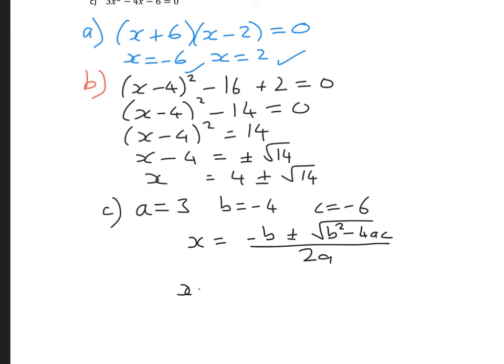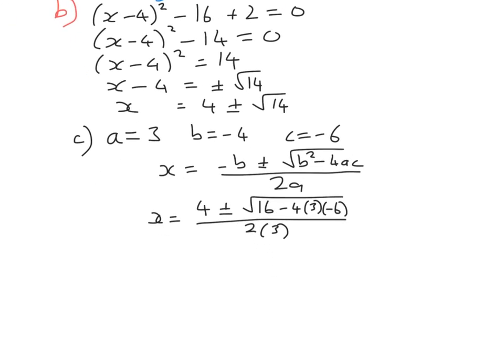So for this question, x equals minus minus 4, so 4, plus or minus square root, well, minus 4 squared is 16, positive 16, take away 4 times 3 times minus 6, all over 2 times a, so 2 times 3. Then just simplify it, so x equals 4 plus or minus square root 4 times 3 is 12, times minus 6 is minus 72, minus minus makes plus, so I get 88 all over 6.